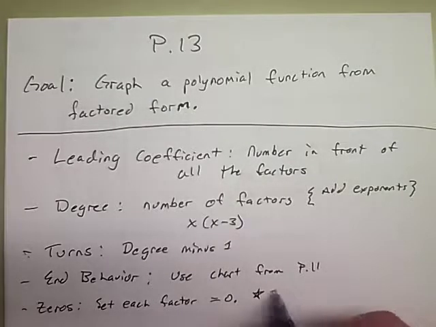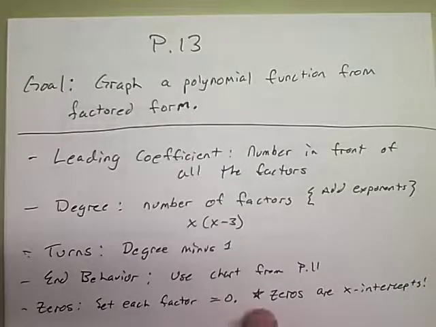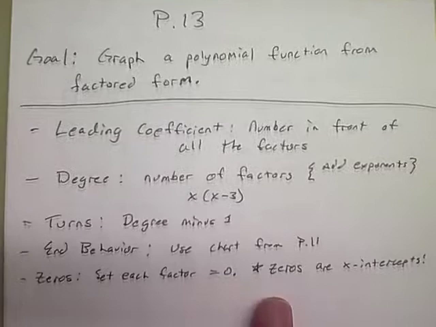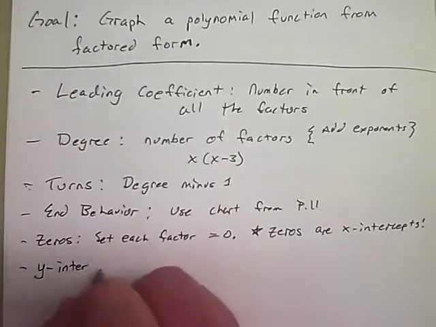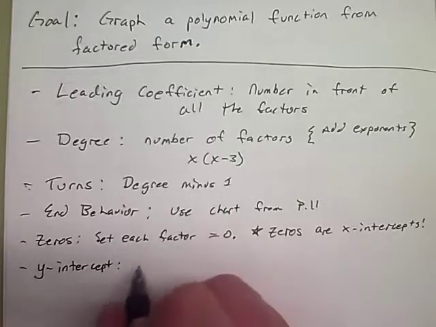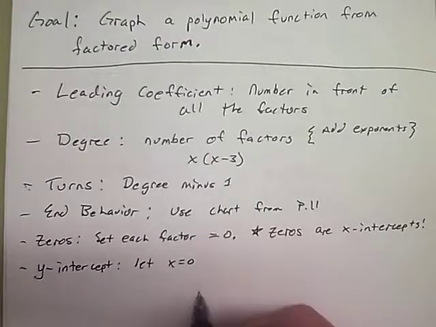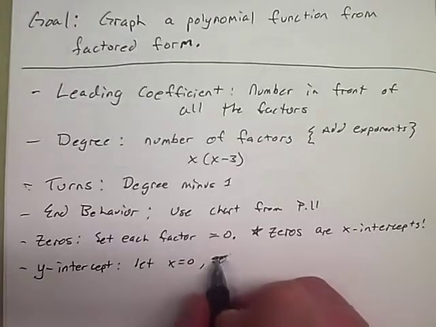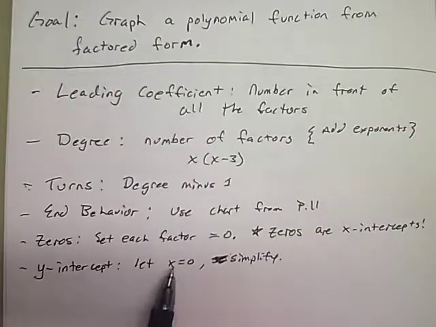But note, zeros are x-intercepts. What? Yeah, zeros are the same thing as x-intercepts. And I'll go over that here in just a second. And lastly, we look at the y-intercept. And here, we're going to let x equal 0 and simplify. All right, so we're going to let x equal 0 and simplify.